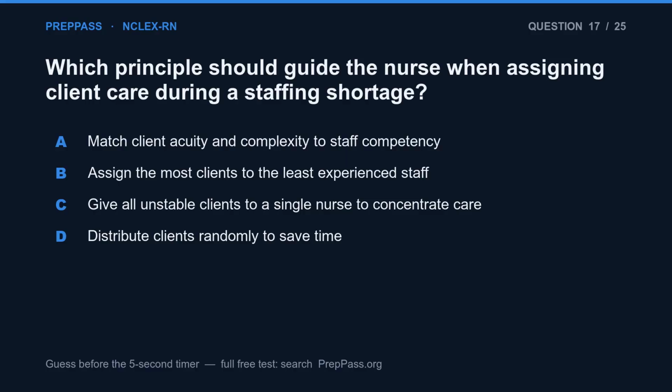Question 17. Which principle should guide the nurse when assigning client care during a staffing shortage? A. Match client acuity and complexity to staff competency. B. Assign the most clients to the least experienced staff. C. Give all unstable clients to a single nurse to concentrate care. D. Distribute clients randomly to save time.